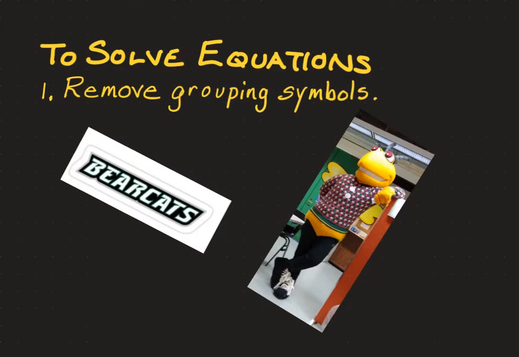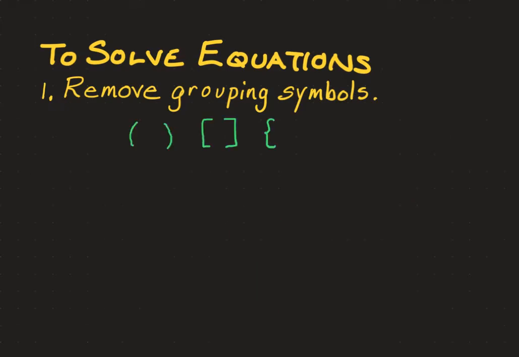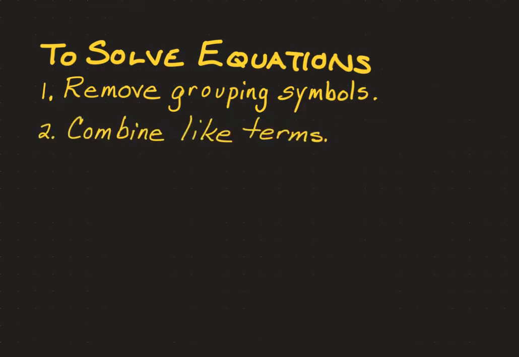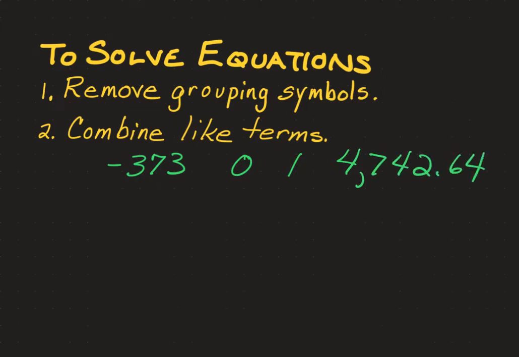First, you need to remove grouping symbols, parentheses, brackets, and the like, maybe even an absolute value. Next, try to combine like terms. Like terms like negative 373, 0, that's not going to change much, 1, 4,742.64. Those are all like terms. Why are they like terms? Well, I don't see any variables there. Those are all constants. They have a constant value.